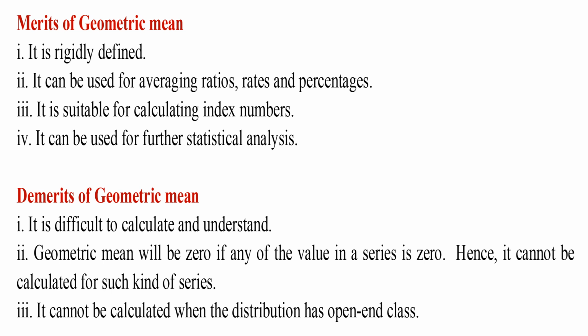Merits of geometric mean. 1. It is rigidly defined. 2. It can be used for averaging ratios, rates and percentages. 3. It is suitable for calculating index numbers. 4. It can be used for further statistical analysis. Demerits of geometric mean. 1. It is difficult to calculate and understand. 2. Geometric mean will be 0 if any of the values in a series is 0. Hence, it cannot be calculated for such kind of series. 3. It cannot be calculated when the distribution has an open-end class.